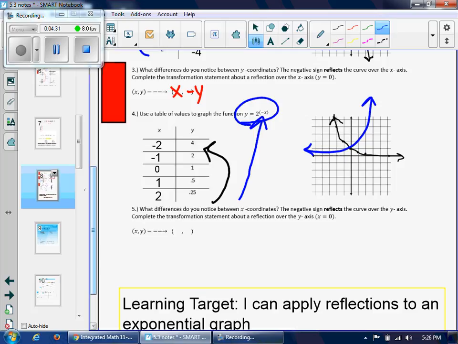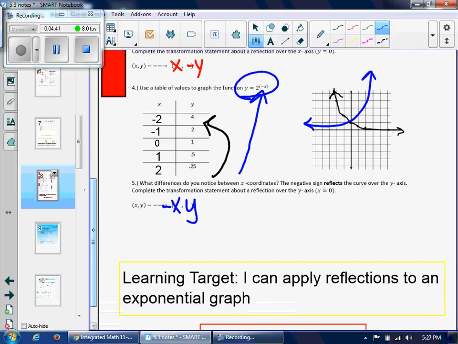So if you were to apply this theory to a set of points, your x's would become opposite and your y values will stay the same. You just created a reflection over the y-axis. So what you learned today was you can apply reflections to an exponential graph. You can read them, you can apply them, you can describe them.